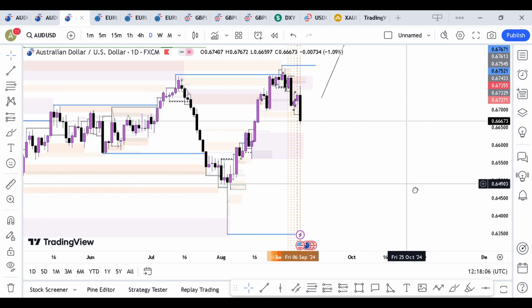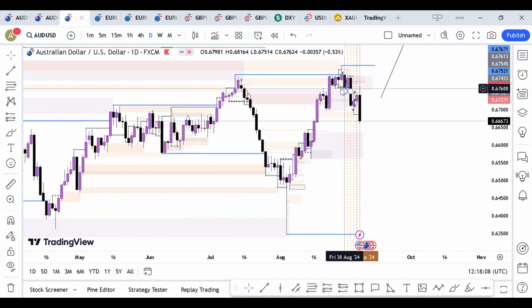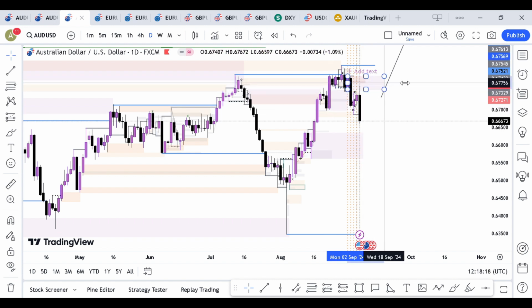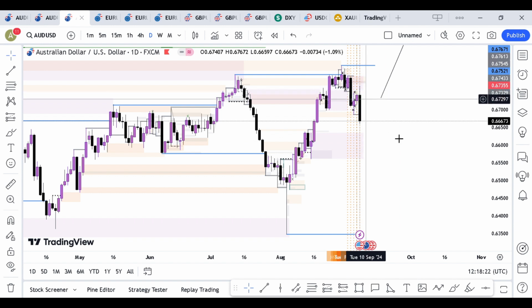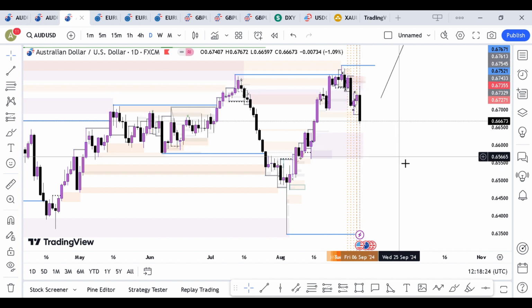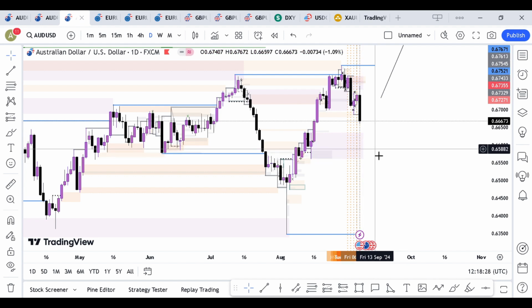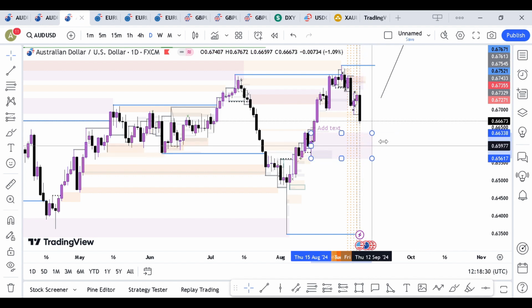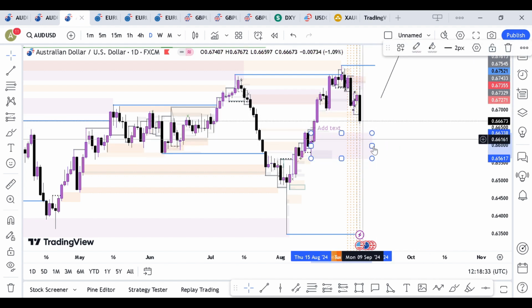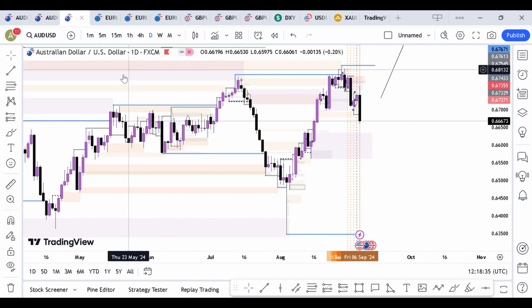Anyway, on the daily we had a change of character right here, and as price pushed lower, it tried to pull back to this flip zone, a relative flip zone, and as you can see, I had my daily POI marked, which price did wick, and then signaled that we're going to go lower. So I'll just be expecting price to come down here and maybe expect some reaction around this area of demand.